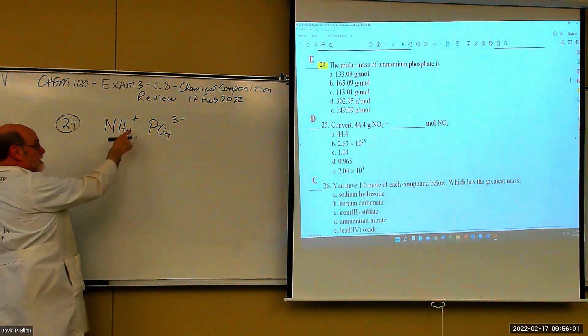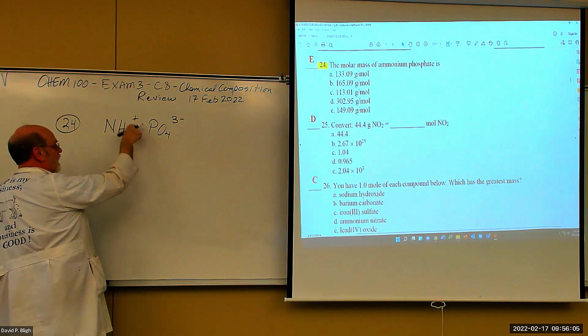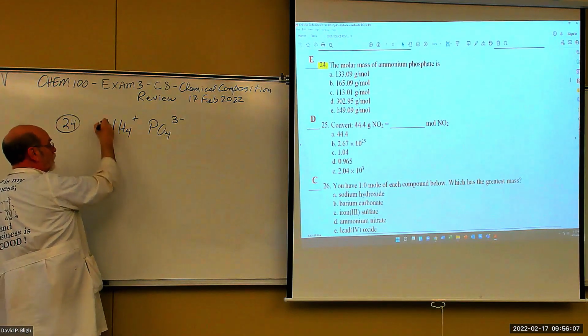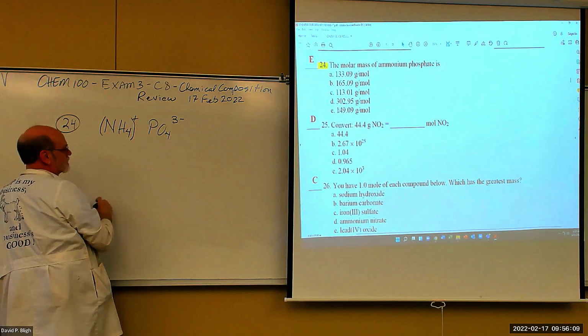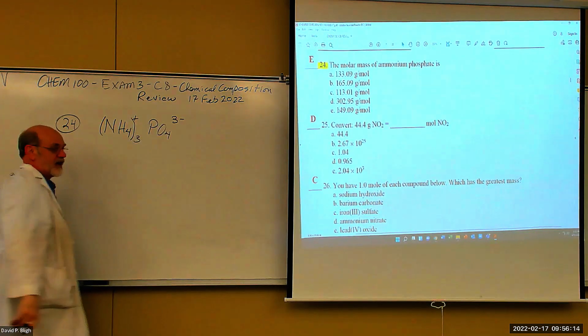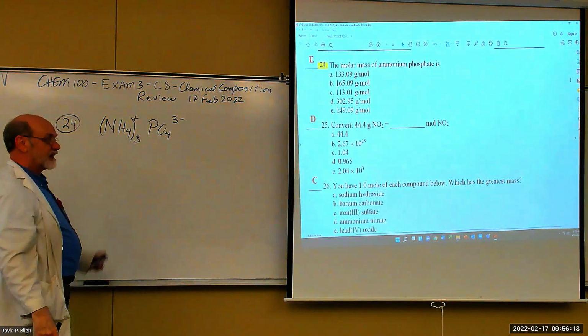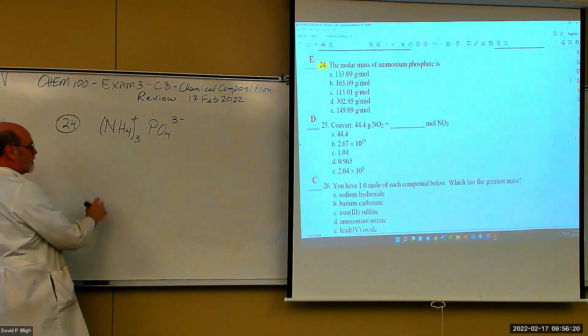So, since this positive is distributed over the entire unit, if we need more than one of them, we have to use the parentheses. And we do. We need 3 of them. 3 positives match a 3 negative. So that's the formula. Now you can calculate the molar mass.